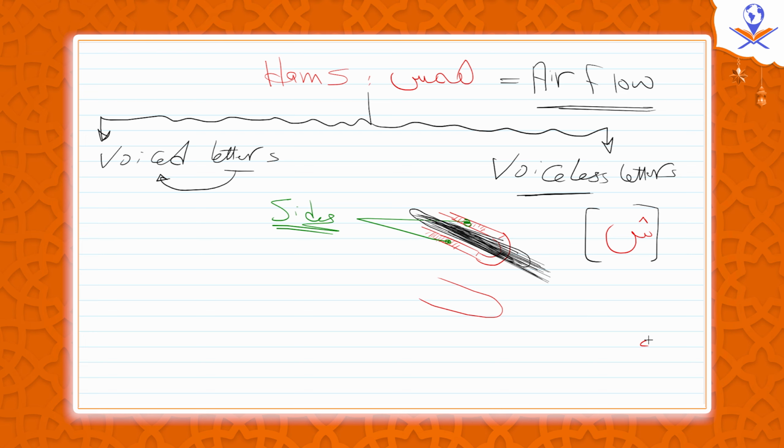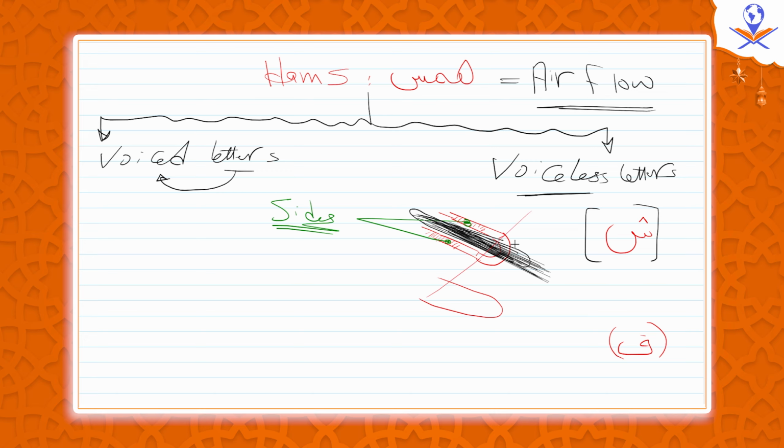Here we have fa. How do we pronounce fa? Do you remember? The upper front teeth with the lower lip. We have both lips, right? We pronounce it with the lower lip and the upper front teeth. F, F, F, like this.